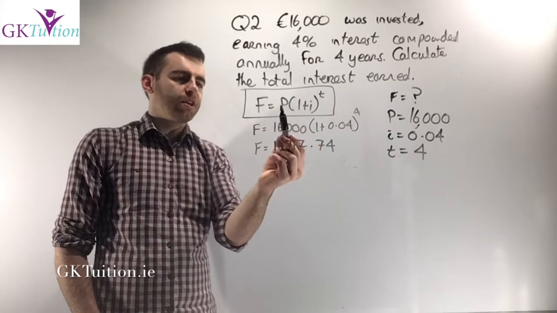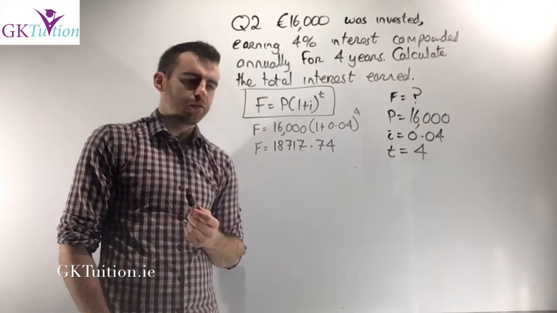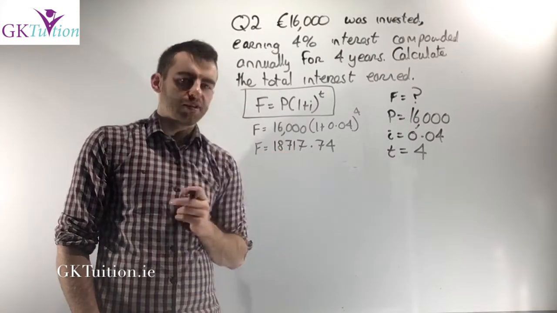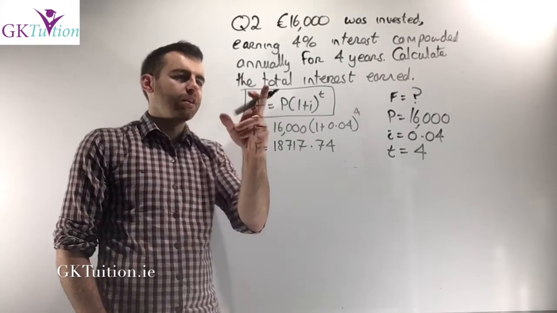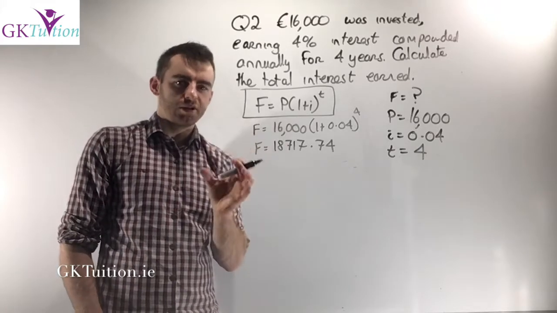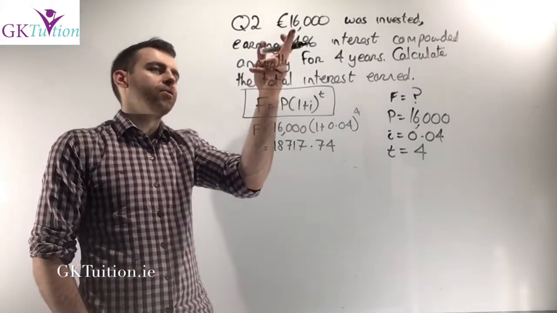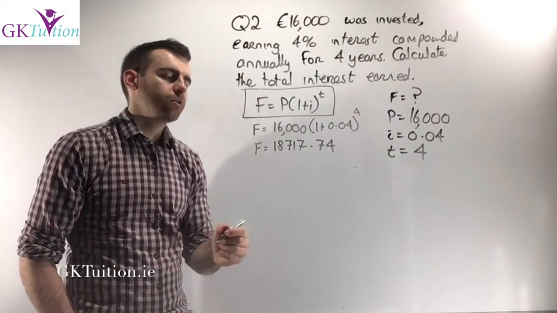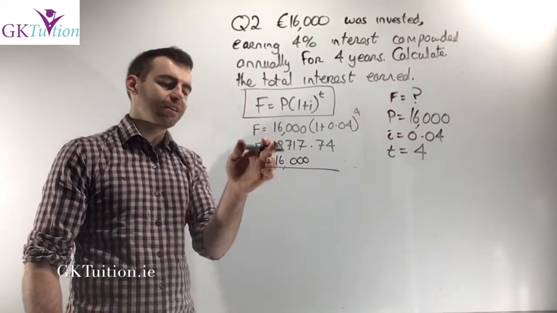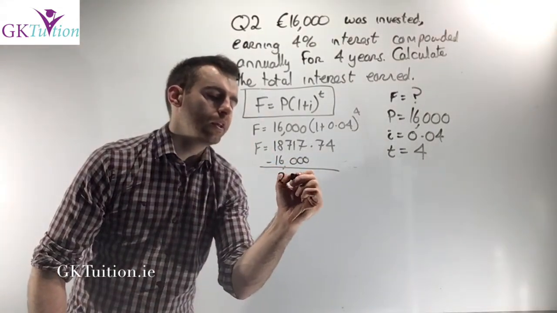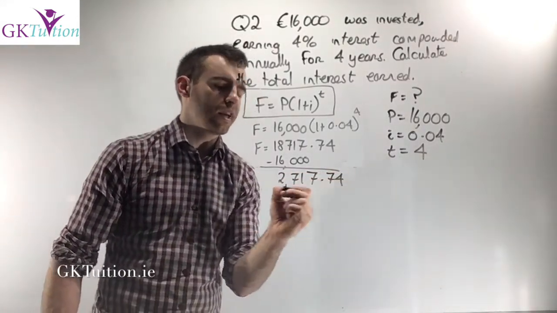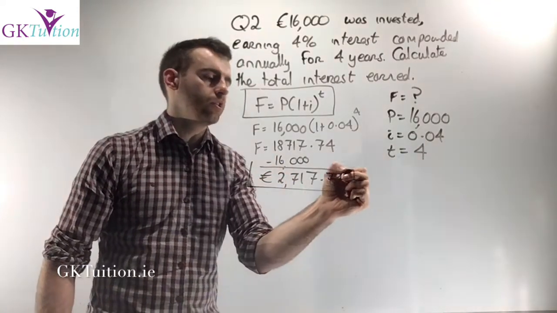I can just sub that information into the right-hand side of the compound interest formula. And I end up with the final value is €18,717.74. However, the question asked me to calculate the interest that was earned. It didn't ask me to work out the final value, it's how much interest was earned. Well, if we started off with 16,000 and we now have this much money, to work out the interest that was earned, you just subtract the initial investment. Just subtract 16,000 from this figure. The amount of interest that must have been earned is €2,717.74. And that's your final answer for question 2 here.